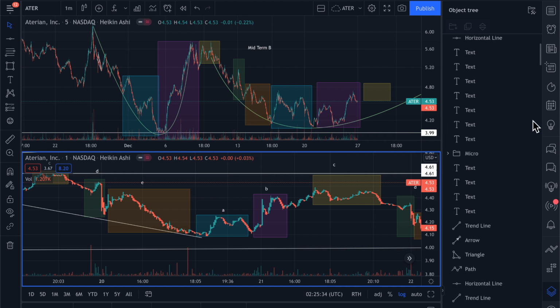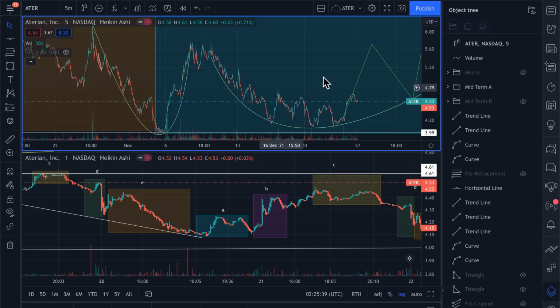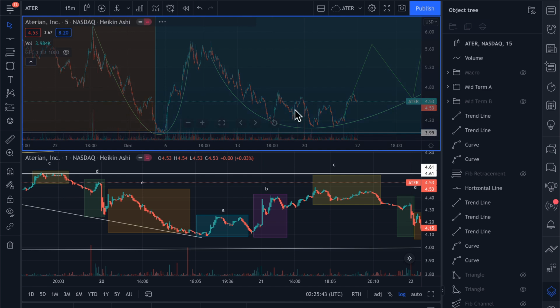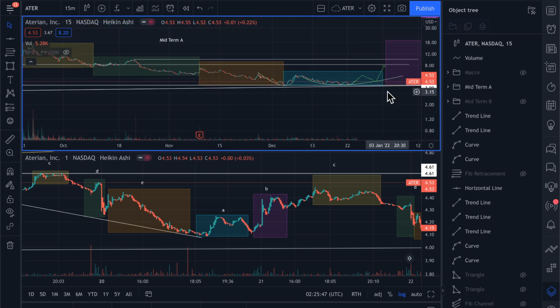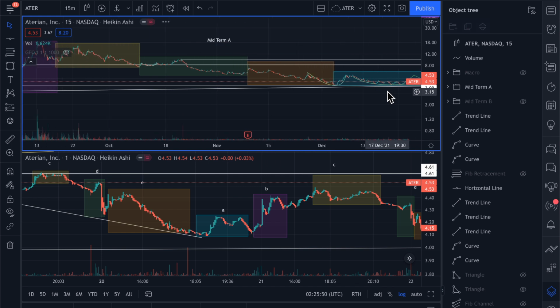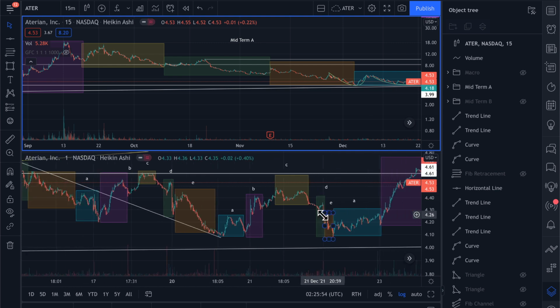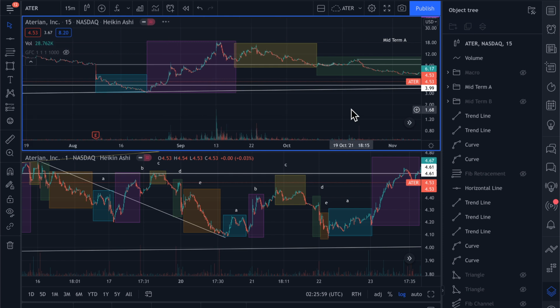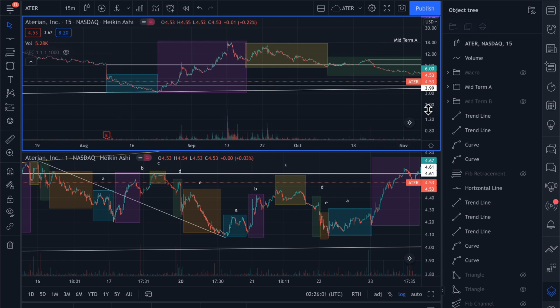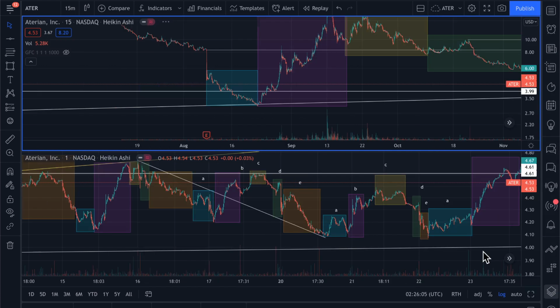Let's look at one more. Well, we'll look at two more time frames here. All right, so this is a longer time frame. I'm going to go to the 15-minute. So this is another midterm time frame. This one I called midterm A. Again, I'm going to leave this chart up for now so you can see it. And we'll take a look. Yeah, let me get rid of this.